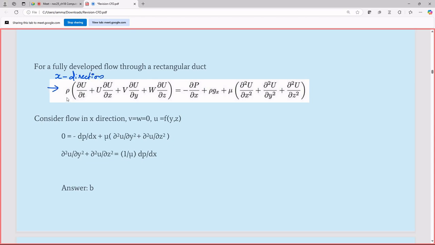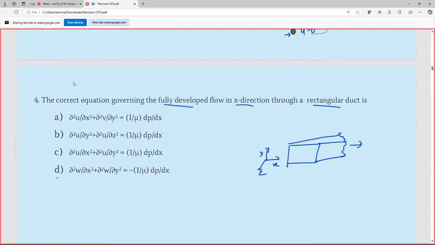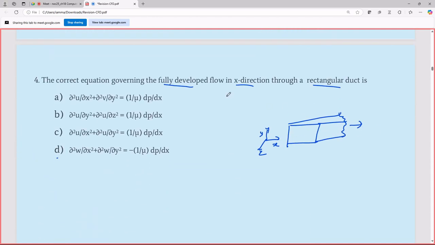So the equation is going to be rho times dou u by dou t, plus, which is the unsteady term, u times dou u by dou x plus v times dou u by dou y plus w times dou u by dou z, is equal to minus dou p by dou x plus rho g_x plus mu times dou square u by dou x square plus dou square u by dou y square plus dou square u by dou z square. So the question is given for fully developed flow in x direction.